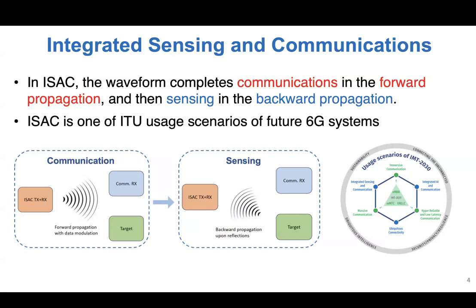So for ITU 6G, typically we have 6 different usage scenarios. 3 come from 5G, and 3 are new from 6G. The 3 new 6G ones are AI, ubiquitous communication, which is the space, ground, air kind of integration, and finally ISAC.